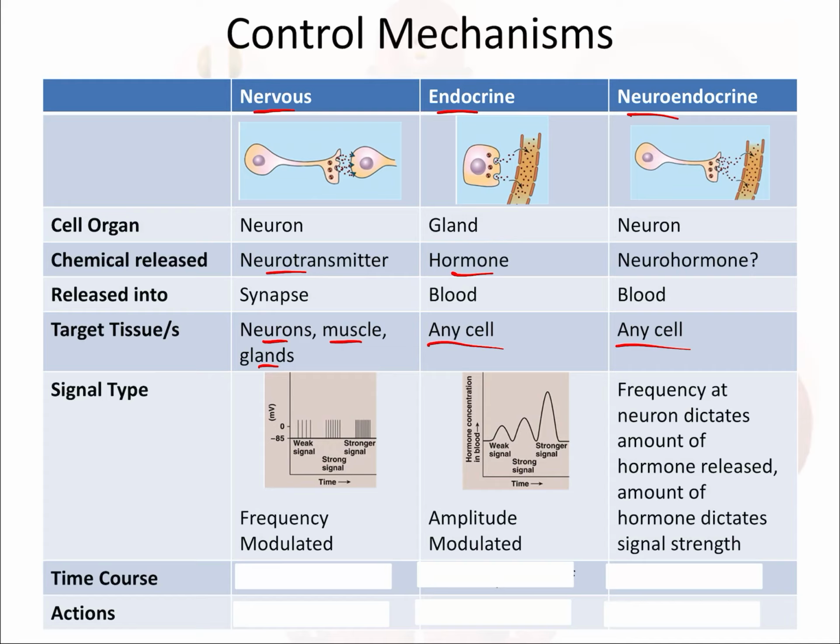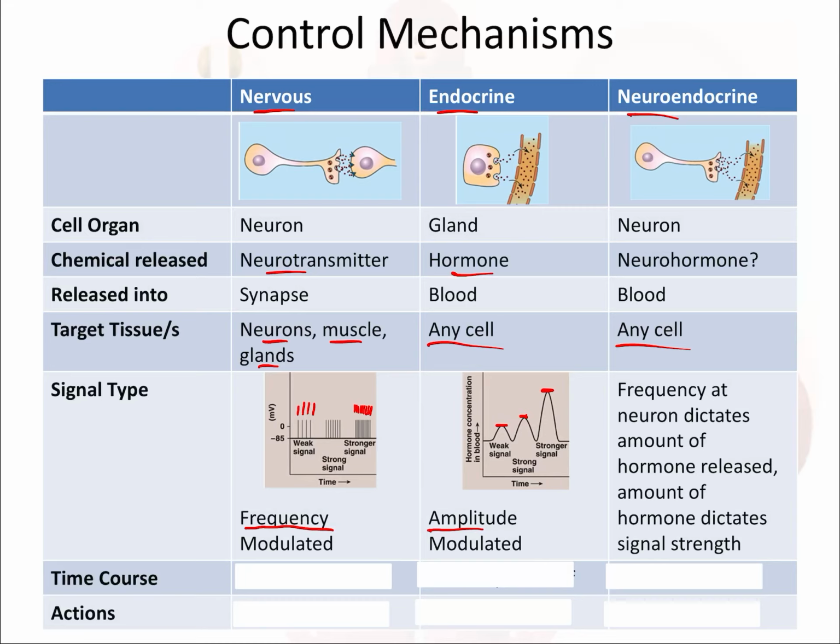They're modulated in different ways. The strength of a signal is modulated in different ways. With the nervous system, it's frequency modulated. We've already talked about this. A low frequency of action potentials means a weak signal, all the way up to a very high frequency, which is a stronger signal. The endocrine system is different. That's about amplitude. The more of that hormone that's in the blood, the stronger the signal we get. So a little bit of the hormone, a medium amount, and then a lot of the hormone gives us a stronger signal.